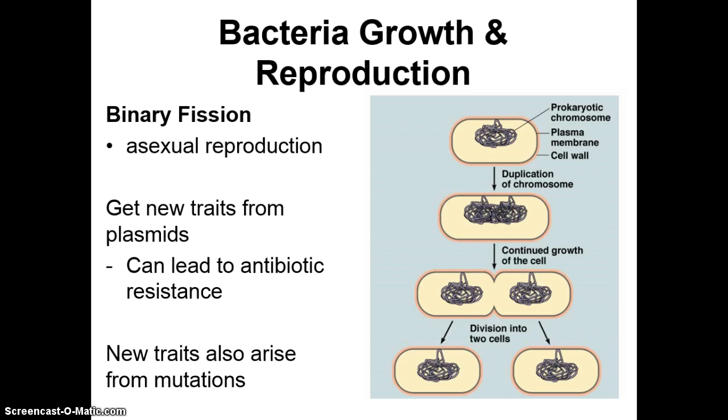So where do bacteria get their genetic diversity? It's really interesting. They get it from new plasmids. Even though they don't mate, they can give each other circular DNA called plasmids, and that can lead to antibiotic resistance. So these plasmids create variety, as well as mutations. If you get a mutation in your DNA, that will lead to changes, as well as these new plasmids.